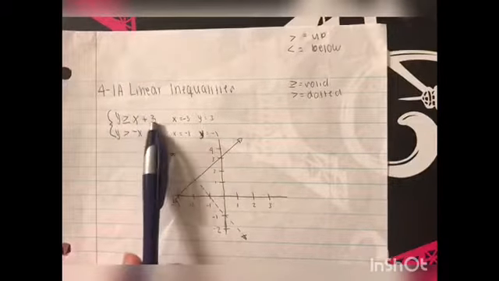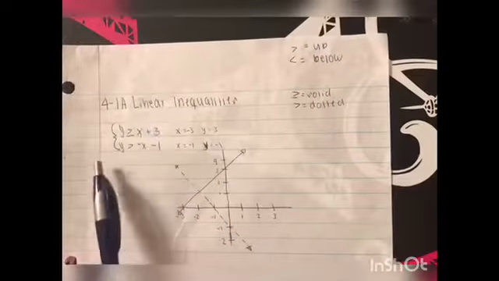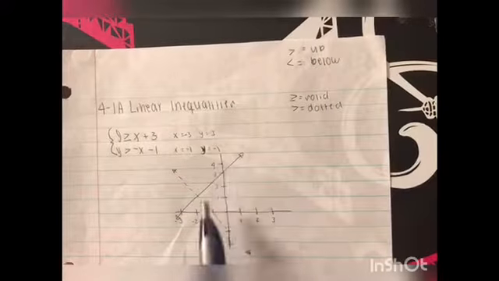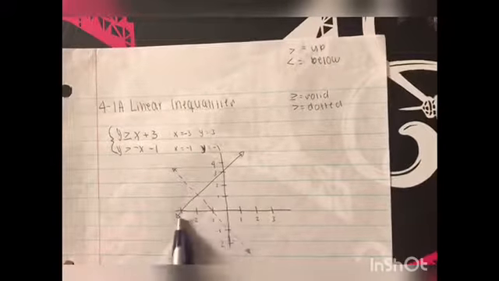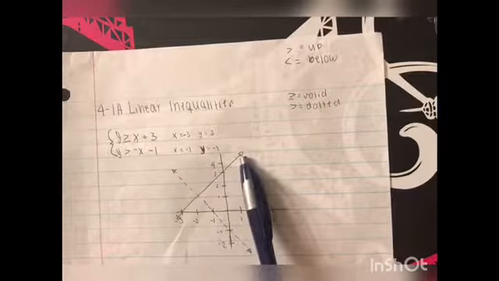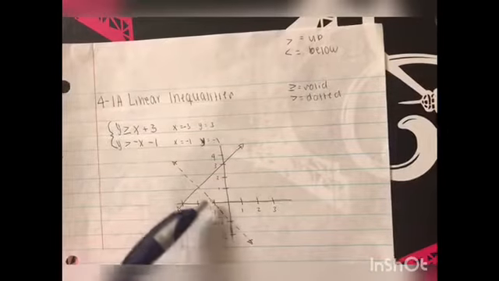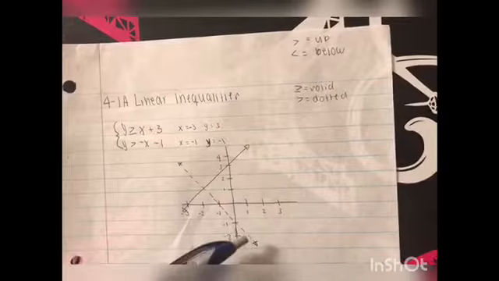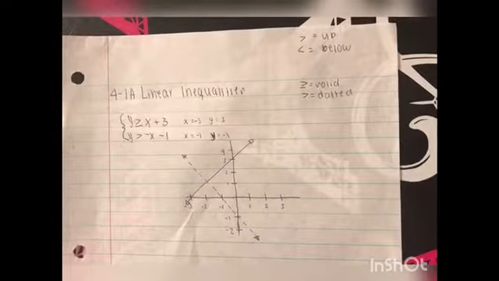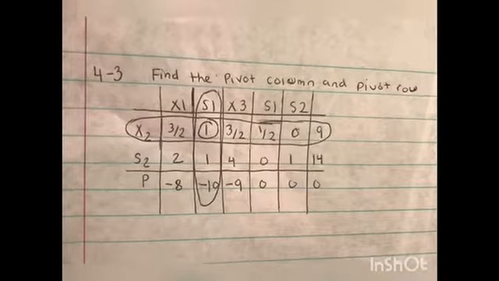So your first function will equal x equals negative 3 and y equals 3. And for your second function, x equals negative 1 and y equals negative 1. First you graph your first function, which is negative 3 and 3, and you make a solid line because it has a line under. Then for your second one, you make a dotted line on negative 1 and negative 1, and that's your end result.